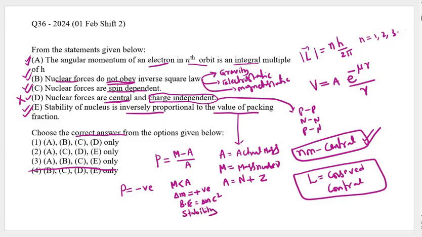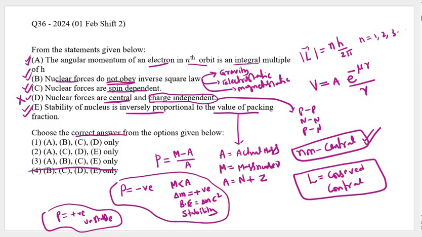So a negative packing fraction indicates stability. Similarly, a positive packing fraction indicates instability. For P negative, there will be stability, more stable elements. For P positive, they are unstable. That's why the stability of the nucleus is inversely proportional to the value of packing fraction. The lower the packing fraction, the more the stability.